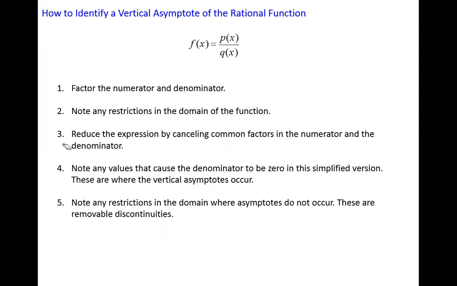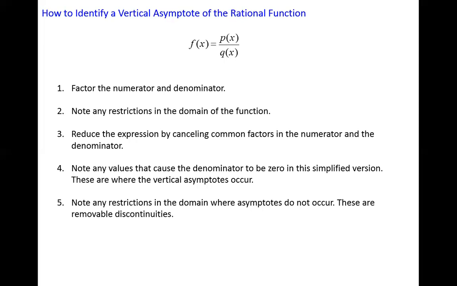But now, reduce the expression by canceling the common factors in the numerator and denominator. Factoring and canceling the common factors will give us a simplified version of the rational function. Then all of the zeros of the denominator will give me the vertical asymptotes, only from the simplified form. Also, any restriction in the domain where an asymptote does not occur will be a removable discontinuity.